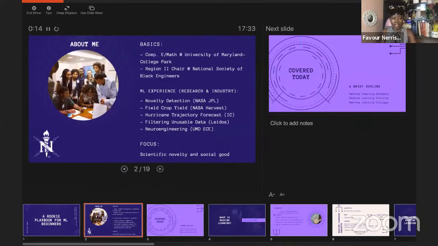As Mia shared, I'm a computer science and mathematics major at UMD College Park. I'm also the Region 2 chairperson of NSBE, that's the National Society of Black Engineers. Shout out to any NSBE members that are part of this session. Thank you for coming. My machine learning experience, I've done it in both research and industry so far as an undergraduate. Novelty detection, field crop yield, hurricane trajectory forecasting, filtering unusable data, and neural engineering. And my focus, which I hope to discuss with you all later today, is on scientific novelty and particularly for social good as well.